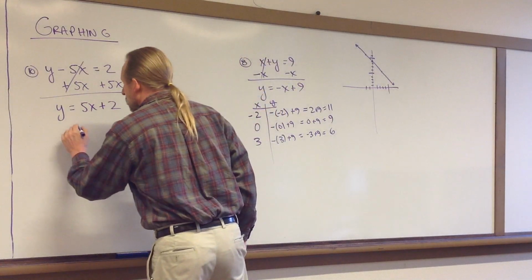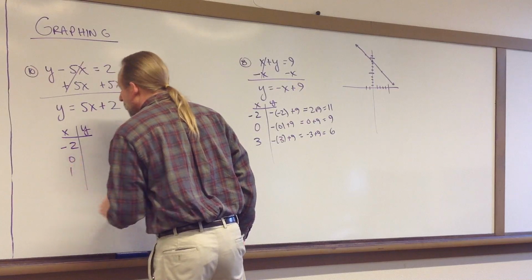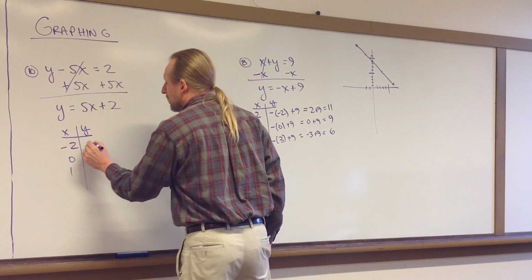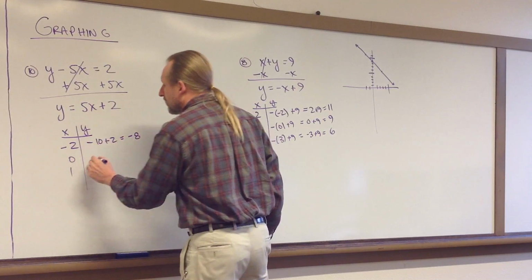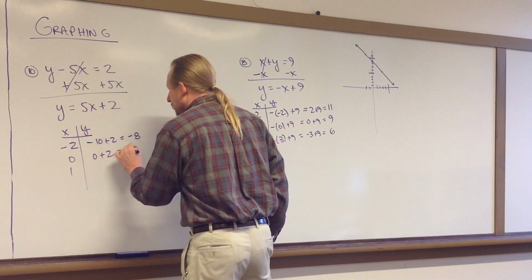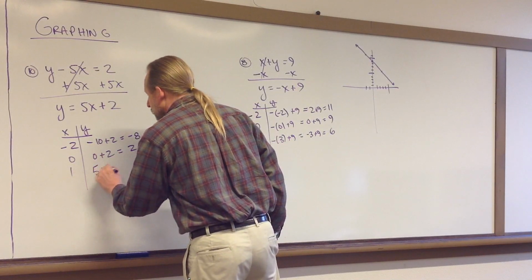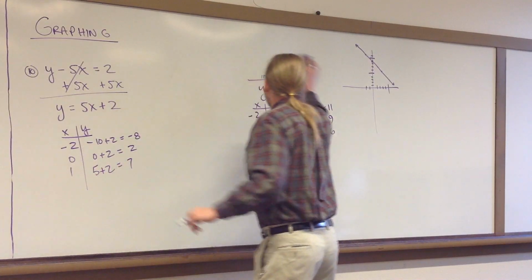Let's see here. So let's make our 3 points, negative 2, 0, and 1. Negative 2, that's going to give us negative 10 plus 2 is negative 8. That's going to be 0 plus 2 is 2. And then positive 1, that's going to give us 5 plus 2 is 7.